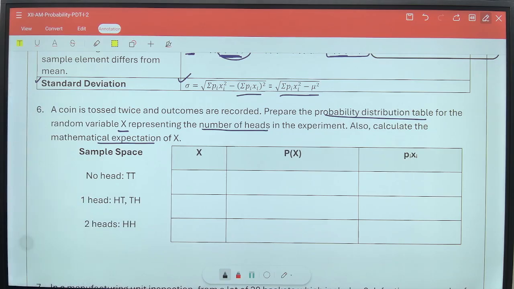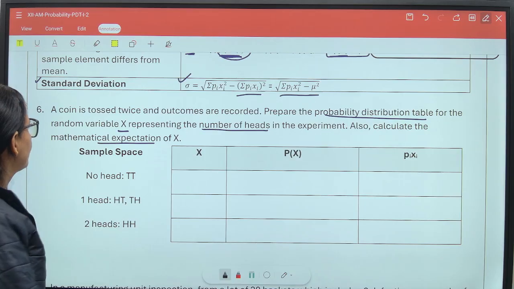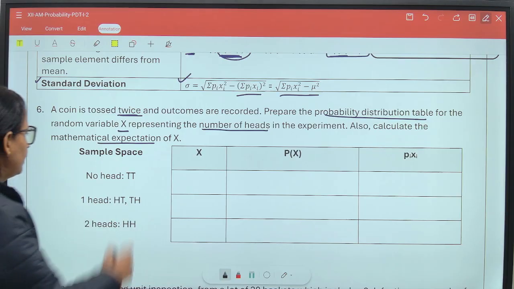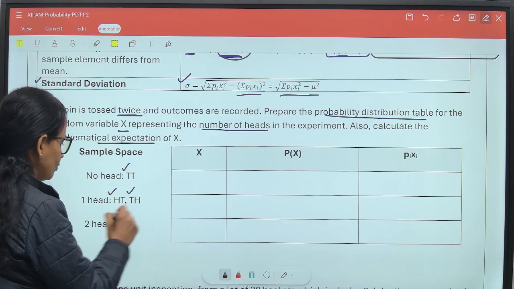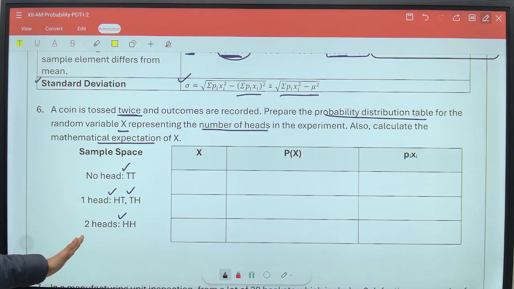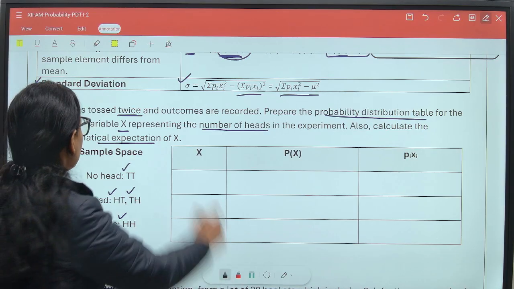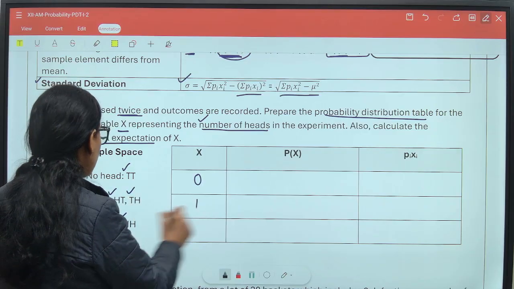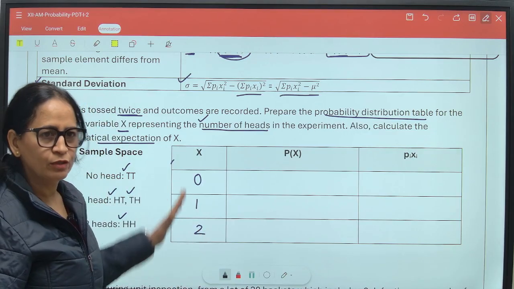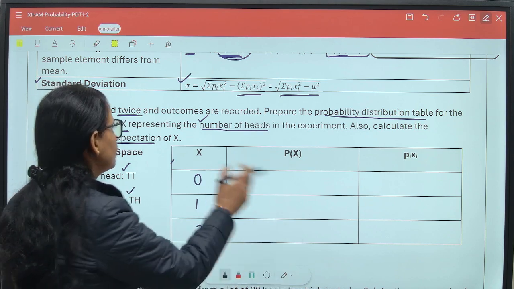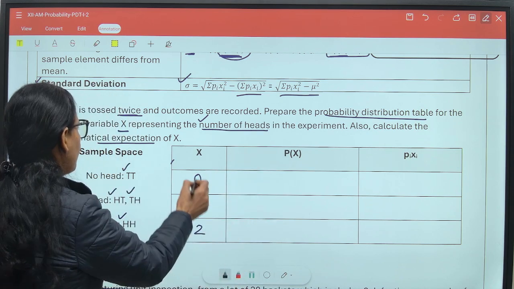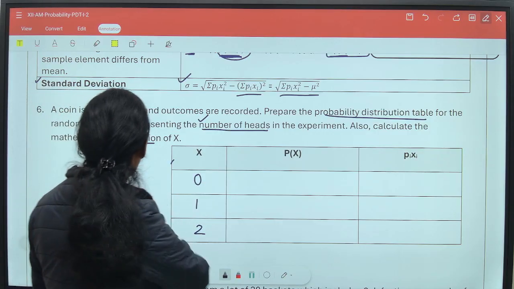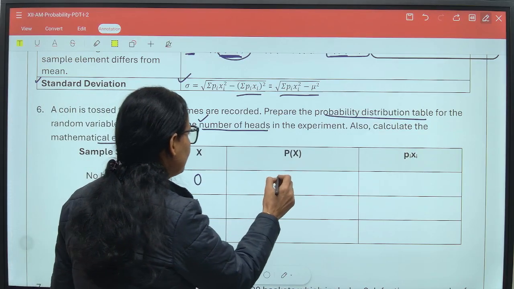Now what are the outcomes in the sample space here? Because the coin is tossed twice, the outcomes of the sample space will be TT, HT, TH and HH. Now this is the sample space. As per this sample space, because x is representing number of heads, the number of heads could be 0, 1 or 2. So we have the values of the random variable now. Now let's find the probability of each of these values. Probability of getting no head is 1 out of total 4 data points in the sample space. So the probability is 1 by 4.